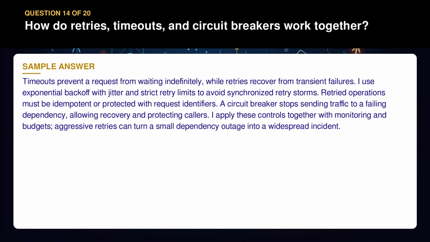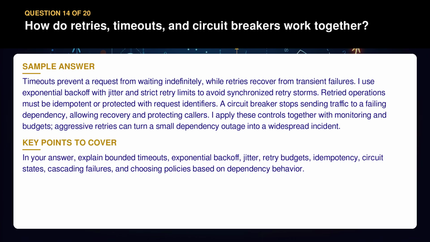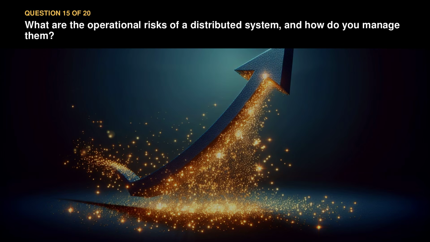A circuit breaker stops sending traffic to a failing dependency, allowing recovery and protecting callers. I apply these controls together with monitoring and budgets. Aggressive retries can turn a small dependency outage into a widespread incident. In your answer, explain bounded timeouts, exponential backoff, jitter, retry budgets, idempotency, circuit states, cascading failures, and choosing policies based on dependency behavior.